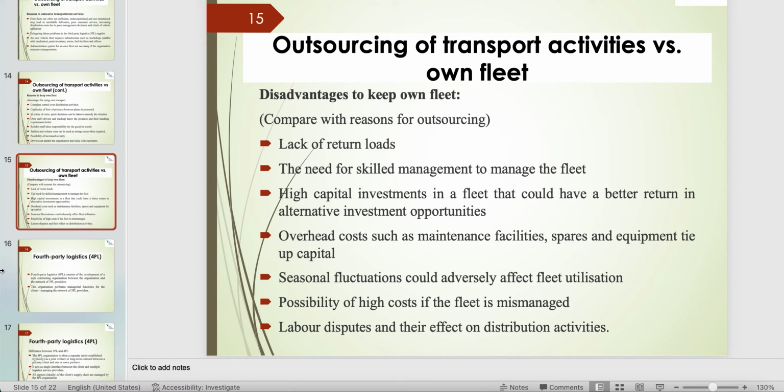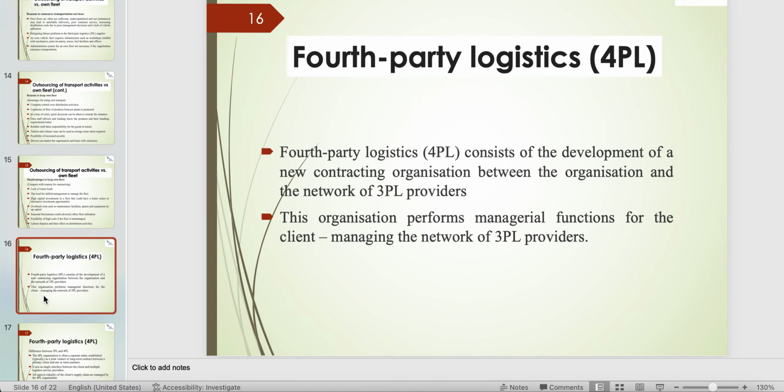There can be seasonal fluctuations, which means you're paying your driver or other people assisting in that process for the whole year, but you only need them for 8 months. So that could affect things. Now these people are sitting idle doing nothing. They might decide on quitting the job because they don't have much to do. It can affect your whole management as well, the team that is responsible, and it can lead to some sort of labor disputes as well. It can affect the distribution process if there are disputes.